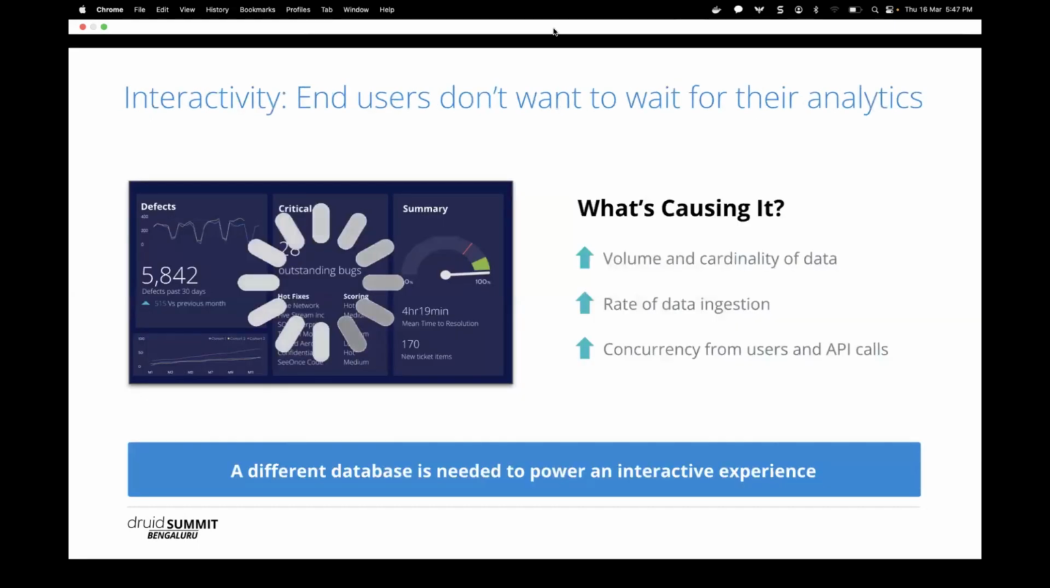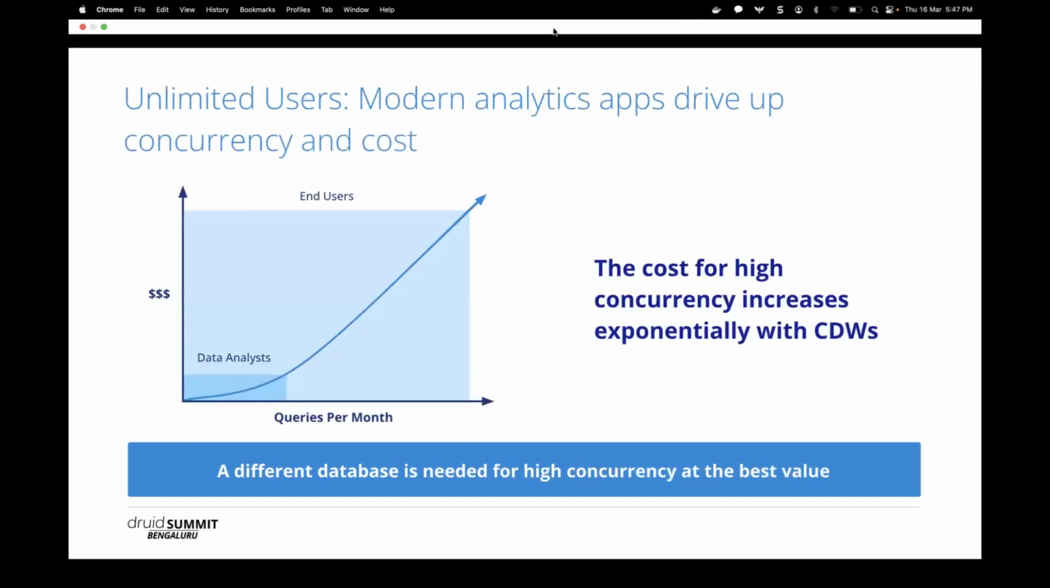Now, what's the problem with interactivity? The problem is that because of the volume and cardinality, the rate of ingestion, and also the concurrency, we often see this spinning wheel of death. There is no interactivity. Things take seconds, minutes. Even in the interactive use case, even something like 30 seconds is really infinite, right? You don't want queries to take that long. So you really need things to happen sub-second. And that's what an interactive experience means.